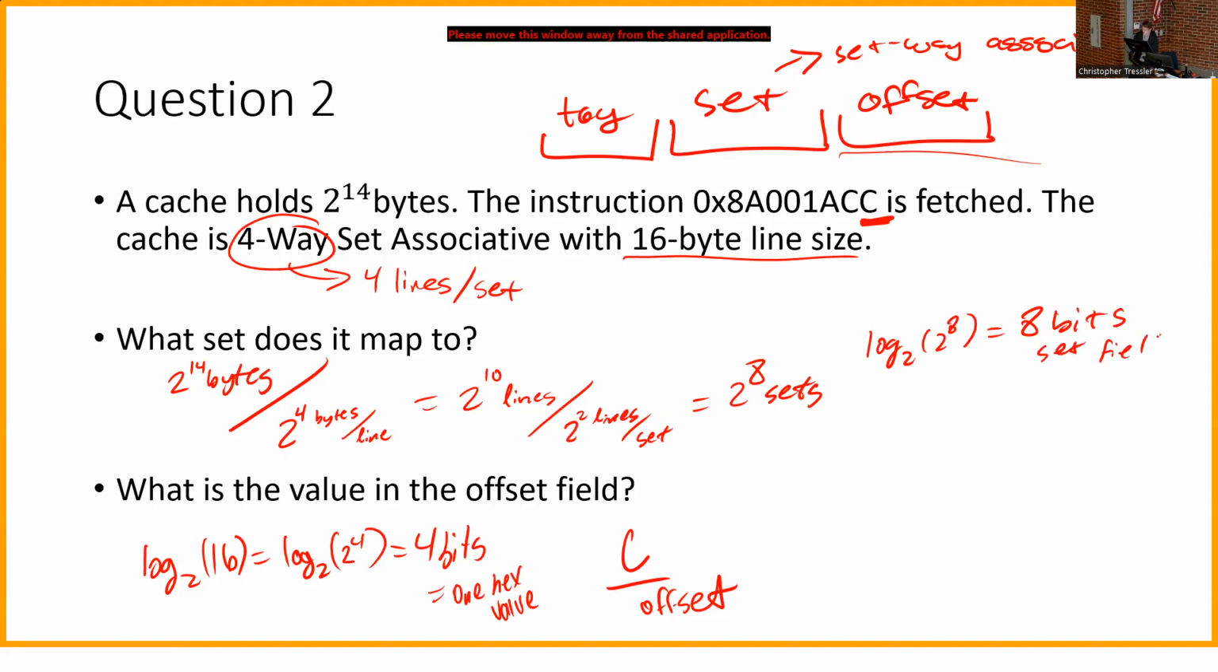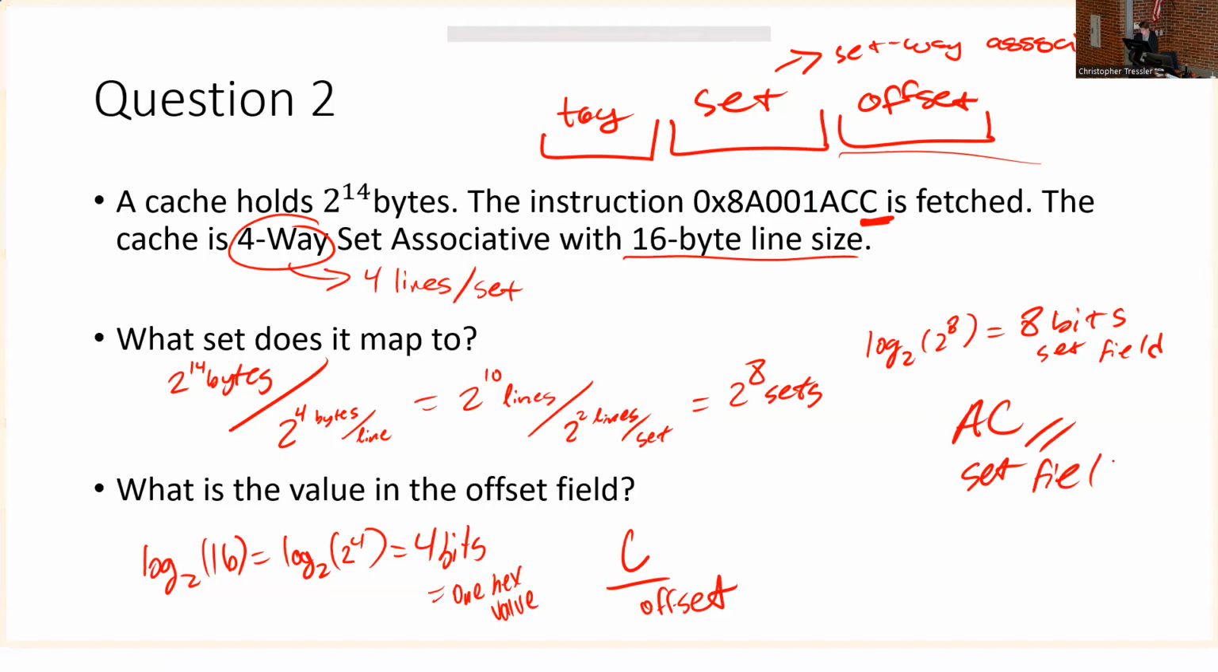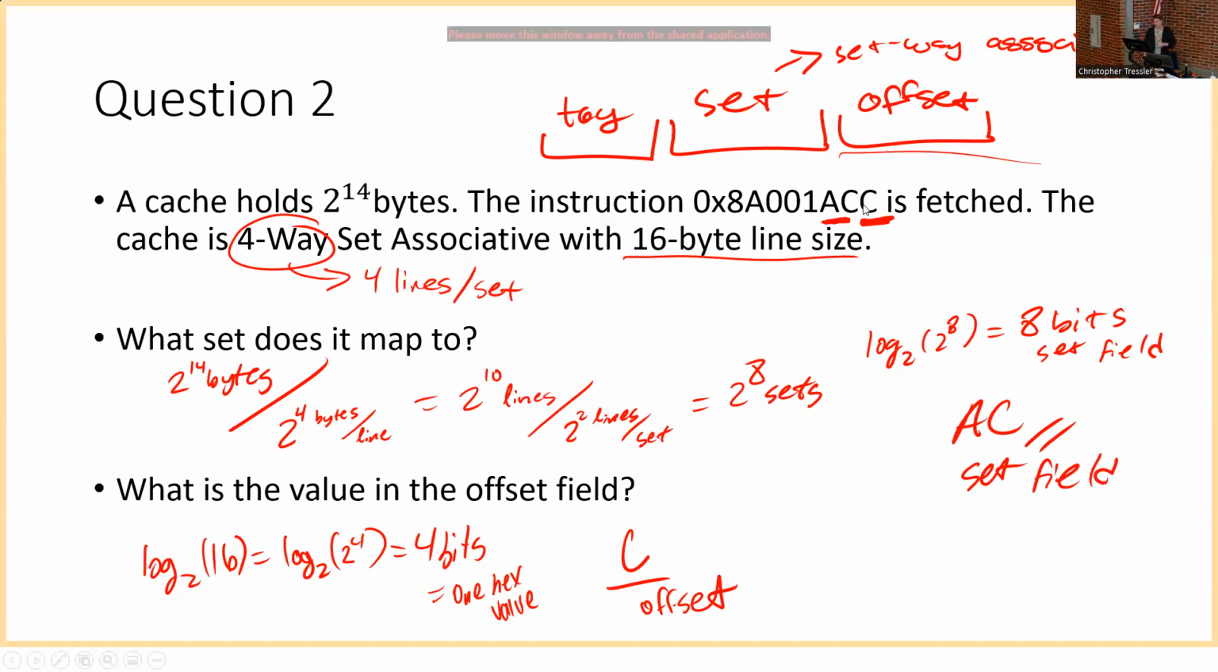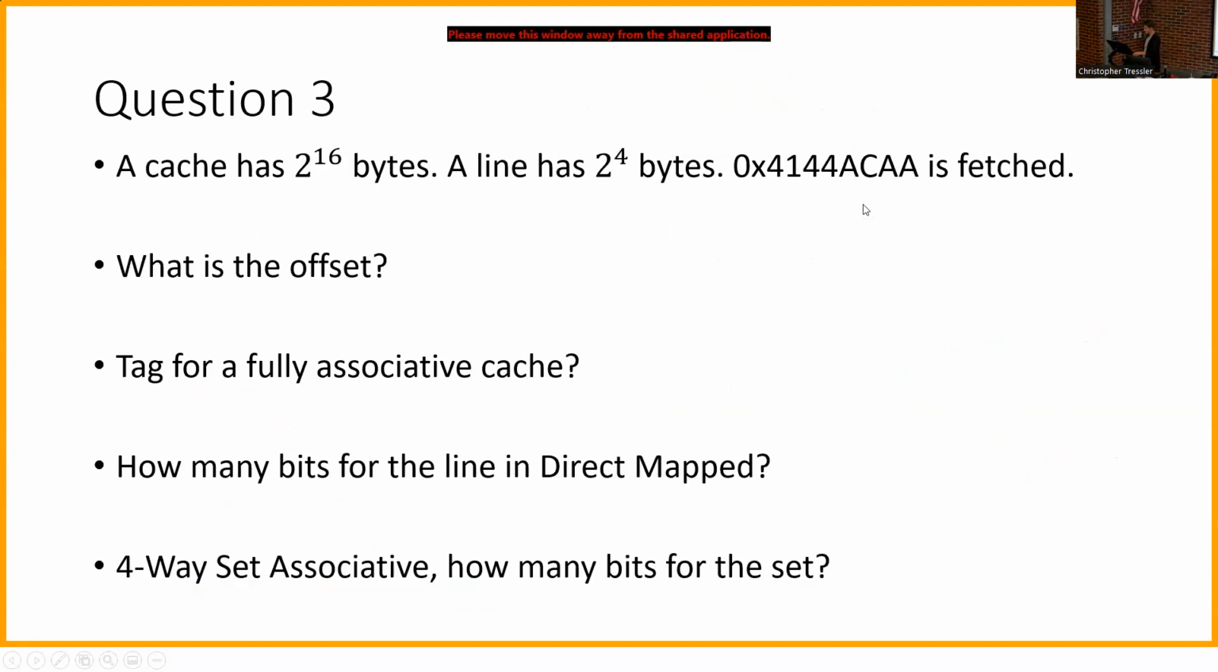So now that we know there are 8 bits, and 8 bits is the same thing as 2 hex letters, the final value in the set field is going to be AC, because it's AC right here. Notice that was an even number. If it had been something like 10 bits, we would have to bring that into binary. We can't just use the hex. I think that did show up on an exam somewhere.